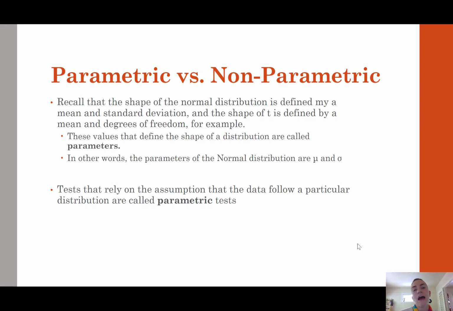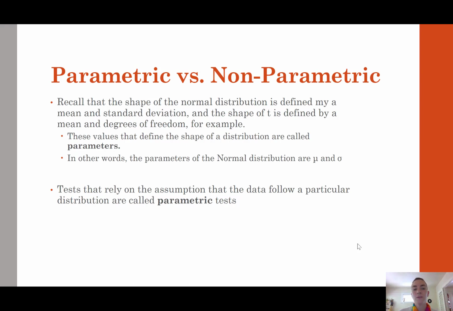Those tests are called parametric. That means that they rely on an assumption that the data follow a particular distributional shape. Thinking of that particular distributional shape, we could take, for example, the normal distribution. The normal distribution takes on a specific shape that's defined by a mean and standard deviation. We need to know what the mean of the shape is. That's a location value. So where does the shape fall on a number line? And how spread out is the shape? How fat or thin is the bell shape, right? So it's location and then it's spread.